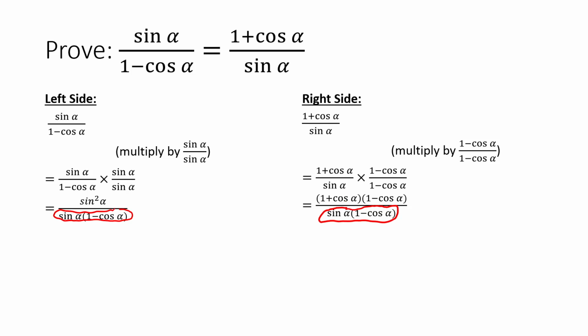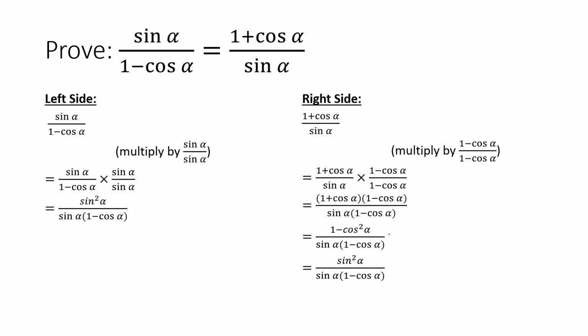Well, the numerators don't look the same right now. But I realized that if I was to expand 1 times 1, 1 times negative cos alpha, cos alpha times 1, cos alpha times negative cos alpha, and collect like terms, I'd end up with 1 minus cos squared alpha in the numerator, and that equals sine squared alpha. So now I've literally got the same thing on the left side and the right side, and I've proven the trig identity. I can write quod erat demonstrandum.